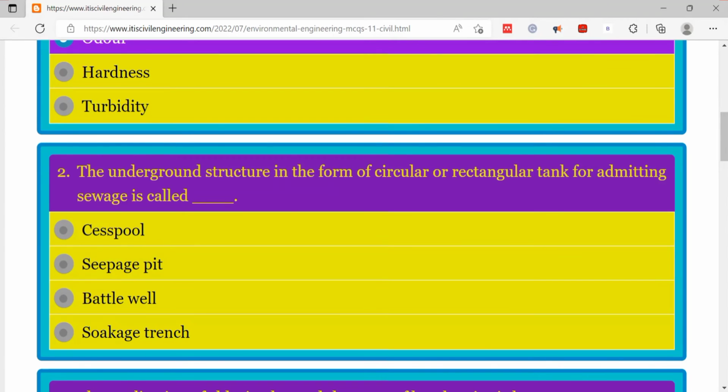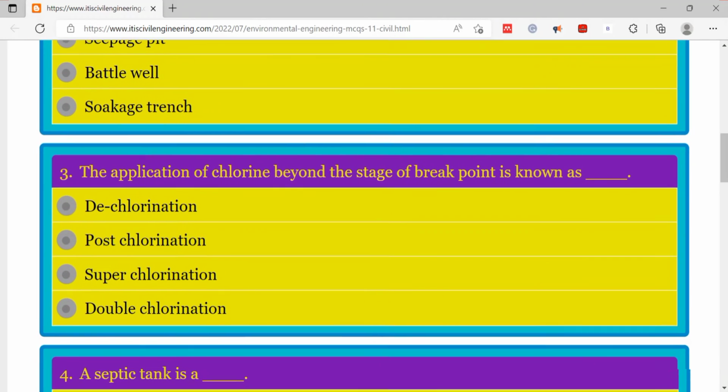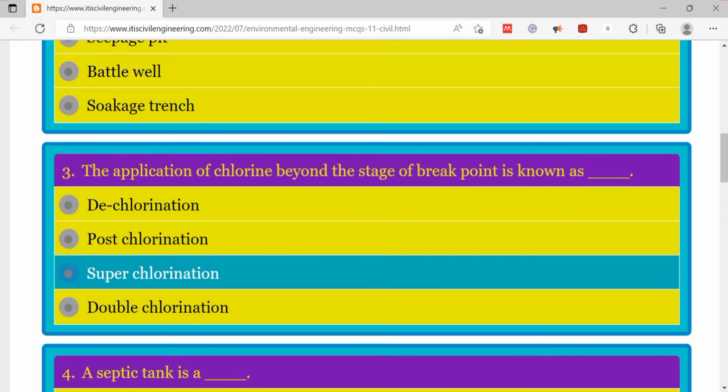The underground structure in the form of a circular or rectangular tank for admitting sewage is known as dash. We call it a cesspool. Cesspool is the underground structure in the form of a circular or rectangular tank for admitting sewage. The application of chlorine beyond the stage of breakpoint is known as dash. When we apply chlorine beyond the stage of breakpoint, it is known as superchlorination.